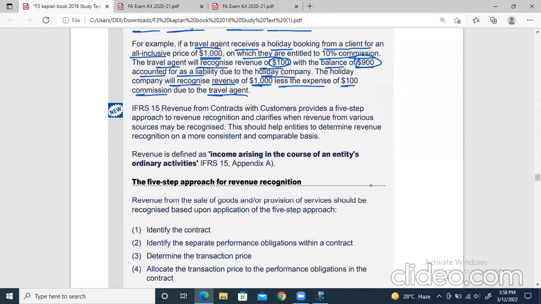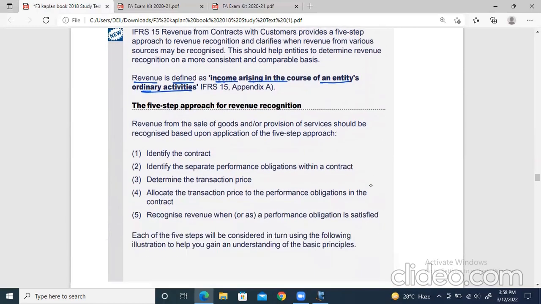Now, here the IFRS 15 is starting, right? And first of all, revenue is defined as income arising in the course of an entity's ordinary activities. Obviously, revenue occurs every day. In a large company, it occurs every minute, every second, right? Now, there are 5 steps to recognize the revenue. In this case, it is very simple, very interesting, very easy to understand. The first step, as you can see over here, is to identify the contract.